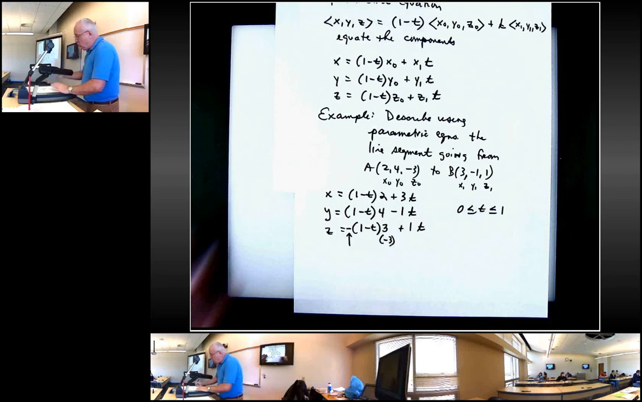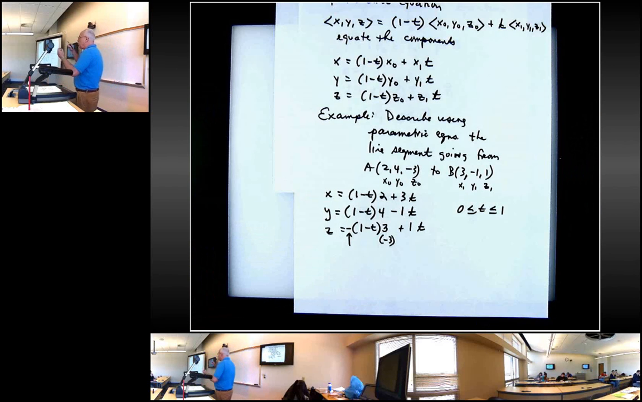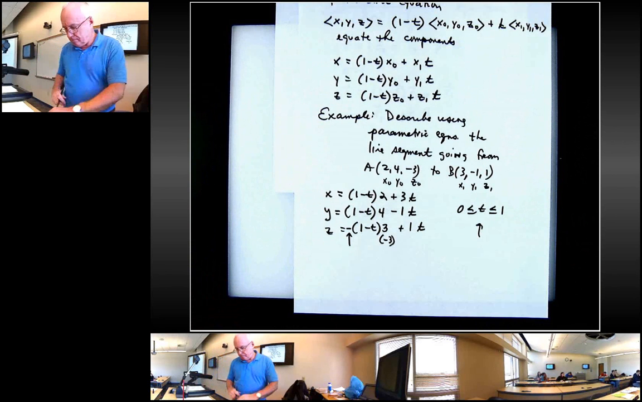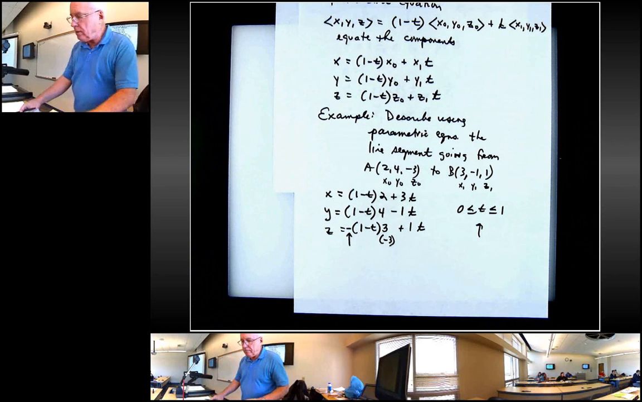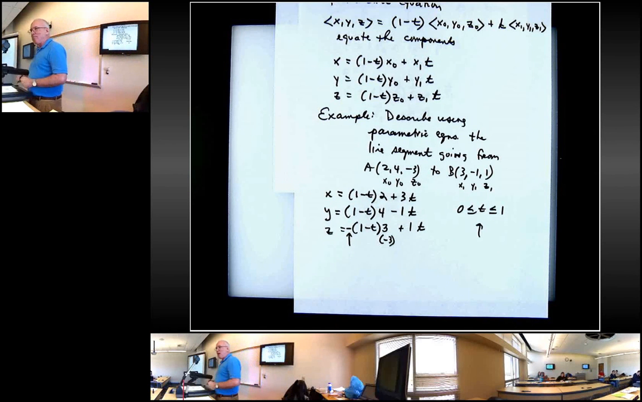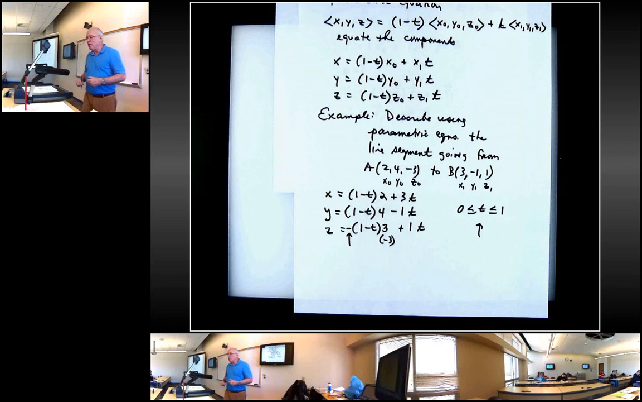So in this, we're just interested in going from A to B, and here t just goes from 0, point A, to 1, point B. So t is restricted here. Okay? All right. So that's all I want to say about lines. So let's move on then to planes.